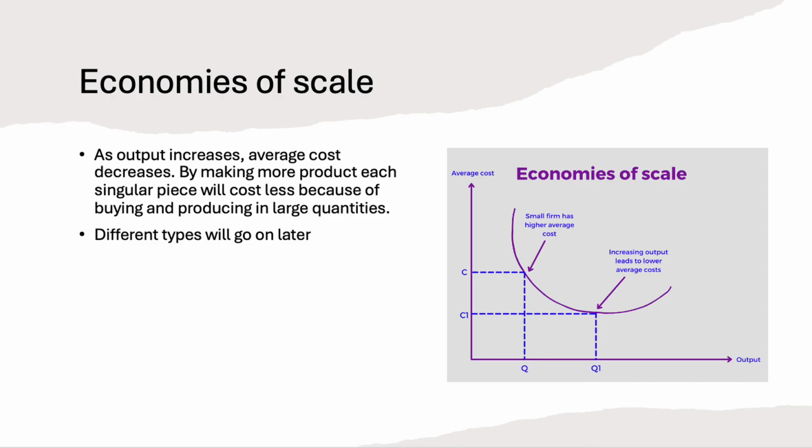Before going into the different types of business entities, let's visit two important factors. The first is economies of scale. We'll visit this one a bit later. However, the principle of this is that as output increases, average cost decreases. By making more product, each singular piece will cost less because of buying and producing in large quantities. If you buy 1,000 pieces, that's probably going to get you a better deal than buying one singular piece. That's the essential idea of it. We'll go on to the different types in a later video.